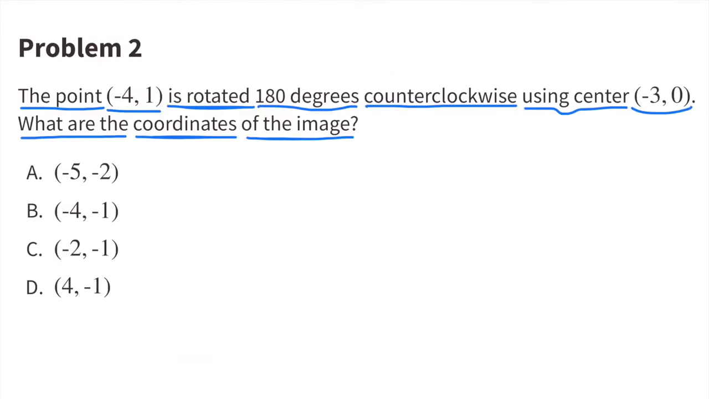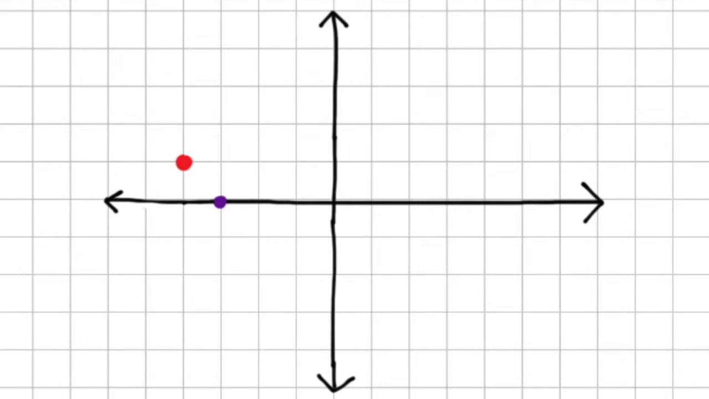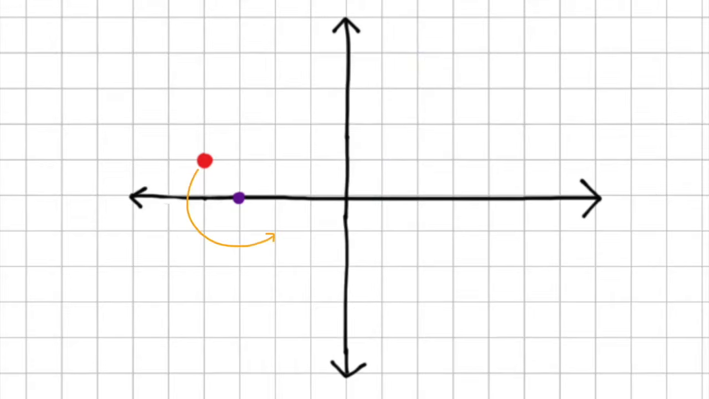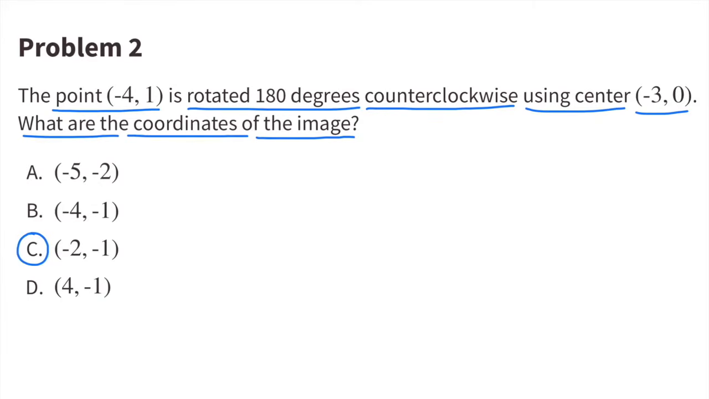Number 2. The point (-4, 1) is rotated 180 degrees counterclockwise using center (-3, 0). What are the coordinates of the image? This red point has the coordinates (-4, 1), and this purple point has the coordinates (-3, 0). Rotating 180 degrees counterclockwise using the purple point as the center, the new coordinate would be (-2, -1). After the rotation, the point would have the new coordinates (-2, -1), so the answer would be C.